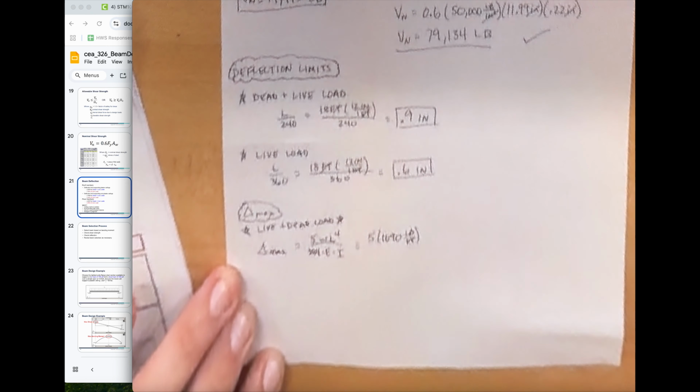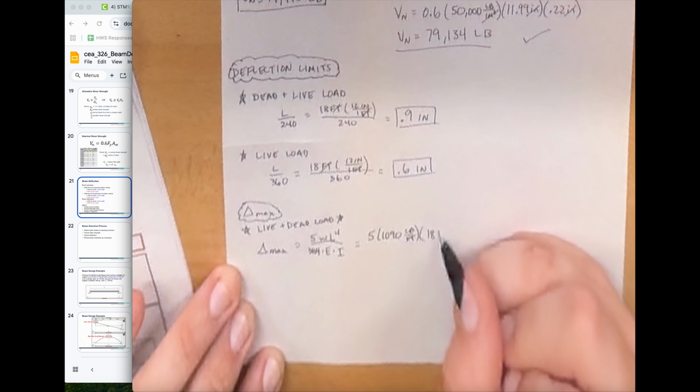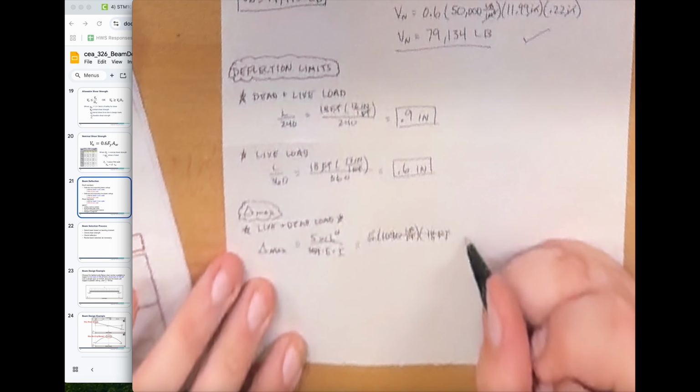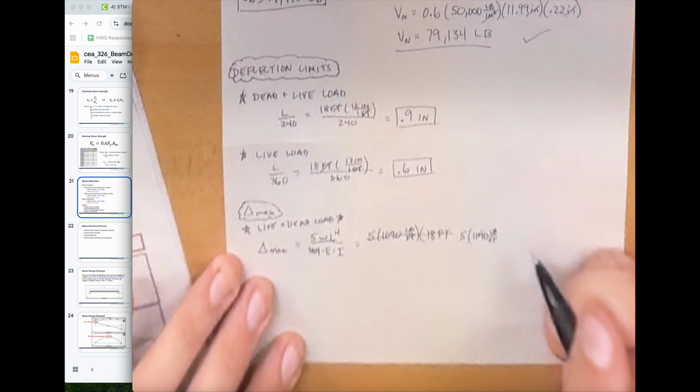If it exceeds 0.9, then we've got to get a bigger beam or a better beam. So we're going to multiply this by the length of the beam, which is going to be that 18 feet. Now keep in mind, one thing that I did, I'm going to cross this out. We need to do 5 times 1090 pounds divided by feet.